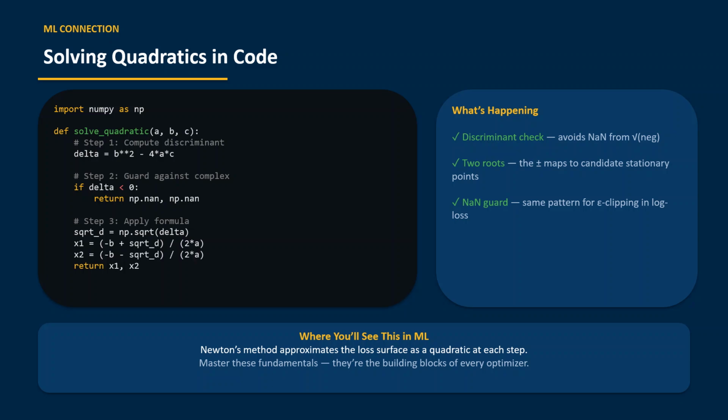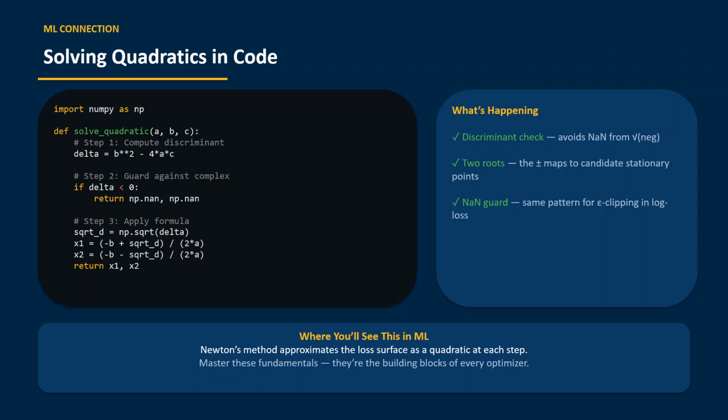First, check if a equals 0, because then it is not actually a quadratic. Next, compute the discriminant, b squared minus 4 times a times c. If the discriminant is negative, return no real solutions or handle it with complex arithmetic. If the discriminant is 0, there is exactly one root, negative b divided by 2a. Otherwise, compute the square root of the discriminant and return both roots.